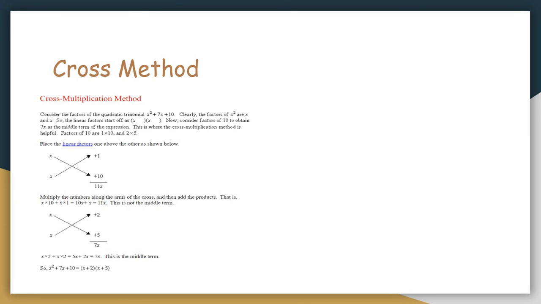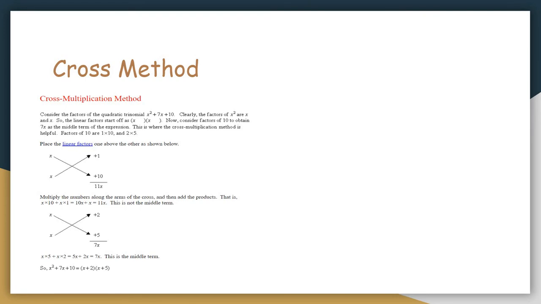A more well-known method is the cross method factorization. The cross method, or the cross multiplication method, is one of the best and easiest to understand factorization methods when you're dealing with quadratic trinomials.